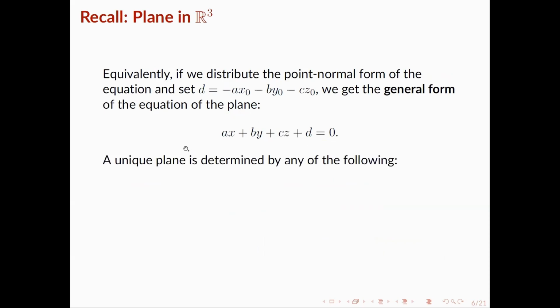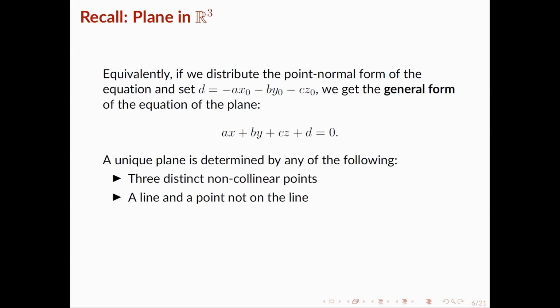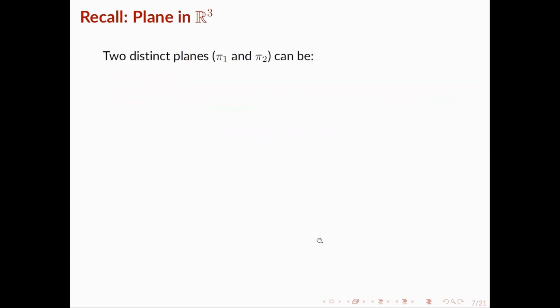Now, a unique plane is determined by any of the following. First, 3 distinct non-collinear points. Second, a line and a point not on the line. Third, 2 distinct intersecting lines. And lastly, 2 distinct parallel lines.